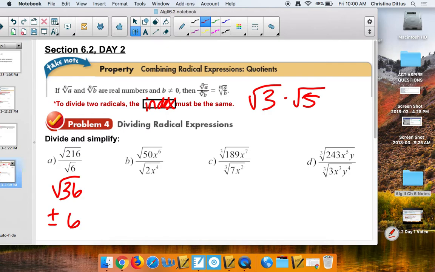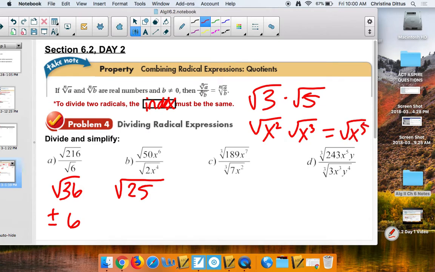Alright, B, are my index the same? Yeah. So what do I do with 50 and 2? 25. Yesterday, when I had x squared and x cubed, that became x to the 5th because we add. When we divide, we subtract. So I got how much x? x squared under the square root.